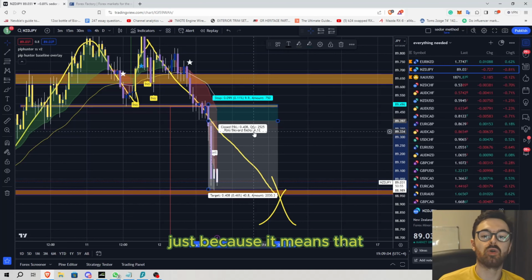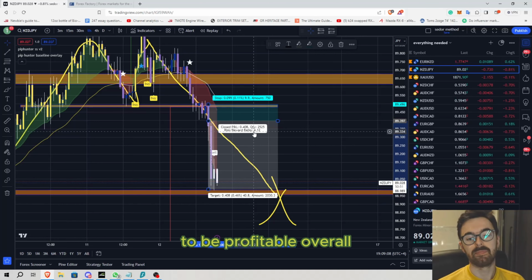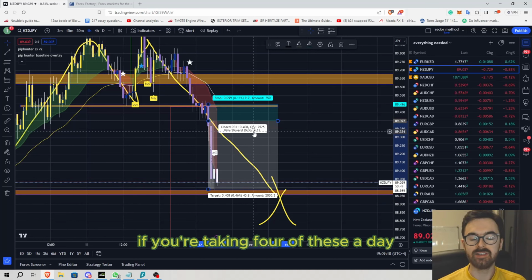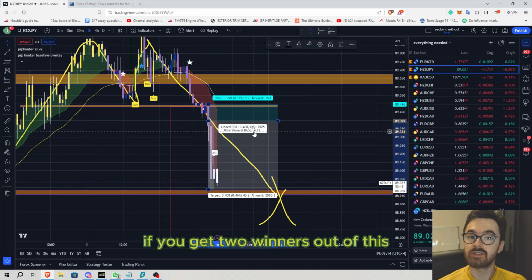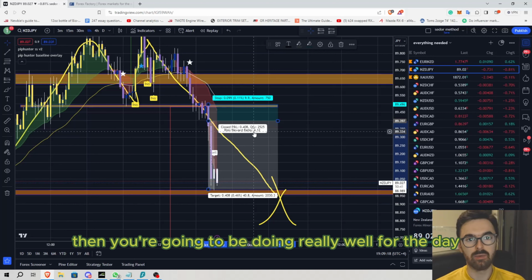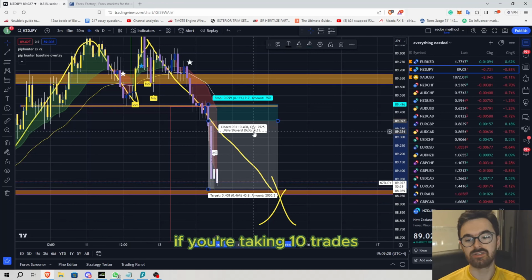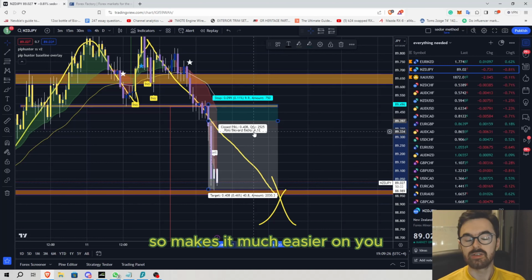Just because it means that your win rate doesn't have to be quite so high to be profitable overall. If you're taking 4 of these a day and you only get 1 winner, you're still going to break even. If you get 2 winners out of this, then you're going to be doing really well for the day. If you're taking 10 trades, you're only going to need 3 trades to come through to be winning overall. So it makes it much easier on you.